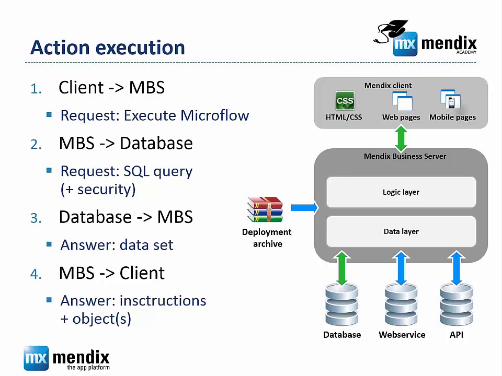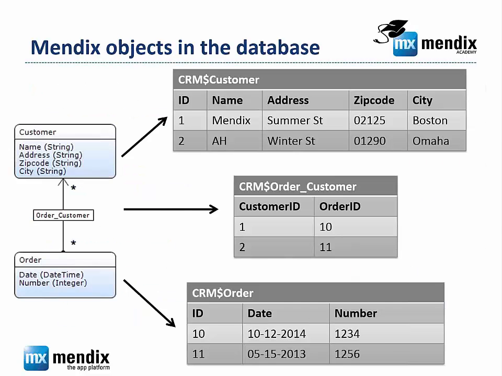So what happens if you're trying to execute an action? The first thing is the client interacts with the Mendix business server, where it requests to execute a Microflow. Then the Mendix business server sends that request as SQL queries and applies the security to retrieve the data set from the database. Once the database returns the data set to the Mendix business server, it interacts with the client to display that data.